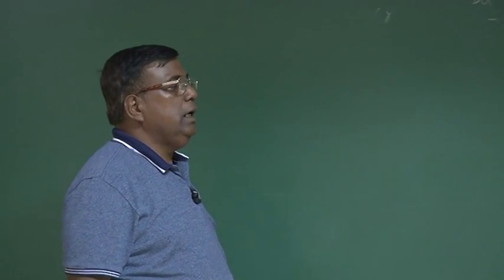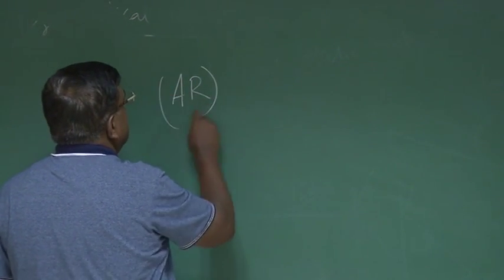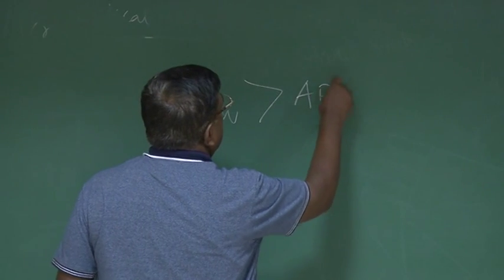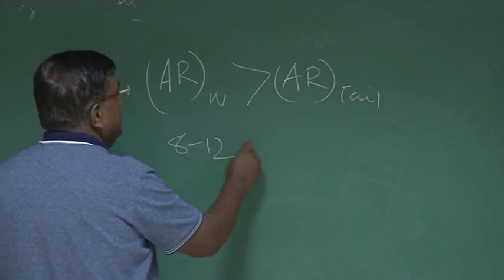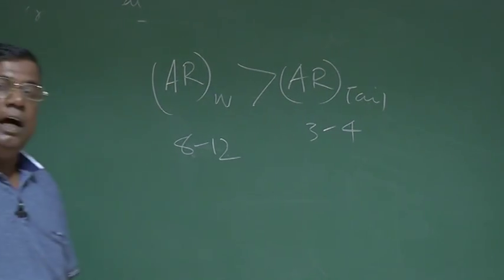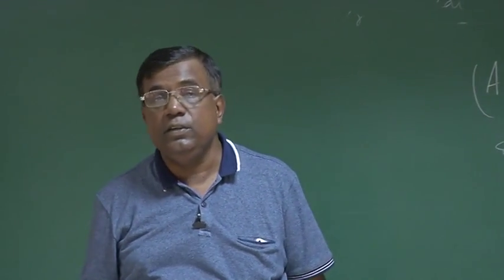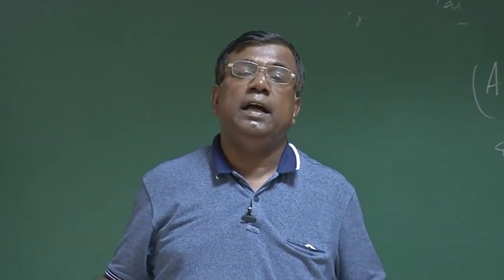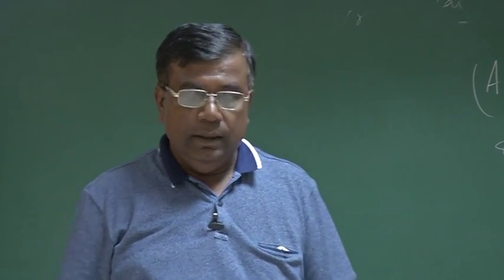You should also understand one thing, that the aspect ratio of the wing is always greater than the aspect ratio of the tail. Typically, if it is 10 to 12, or let's say 8 to 12, it is 3 to 4 or 5. What is the reason? We know that if aspect ratio is high, then the induced drag component will be less, because for infinite, it is zero. That means as aspect ratio goes higher and higher, the downwash at the wing goes on reducing. If aspect ratio is small, then downwash at the wing is large.